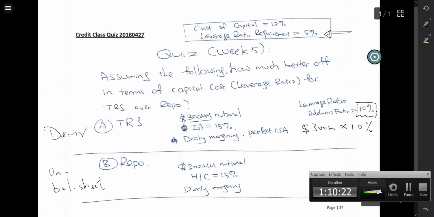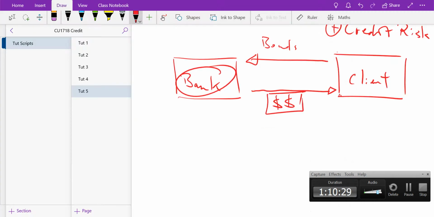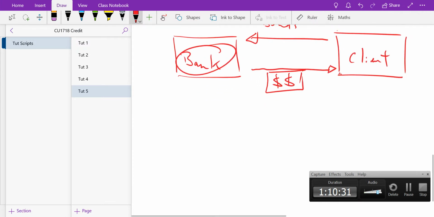I'm running out of space. How should I do this? I'll just do it here. I hope I can remember all the details.